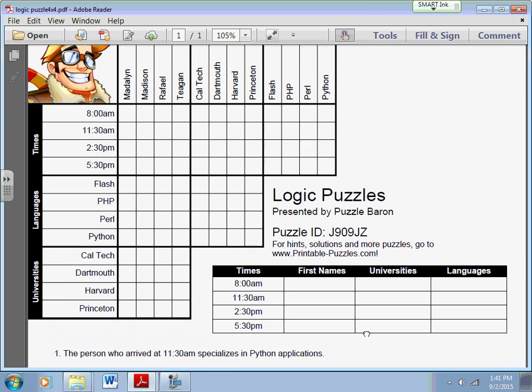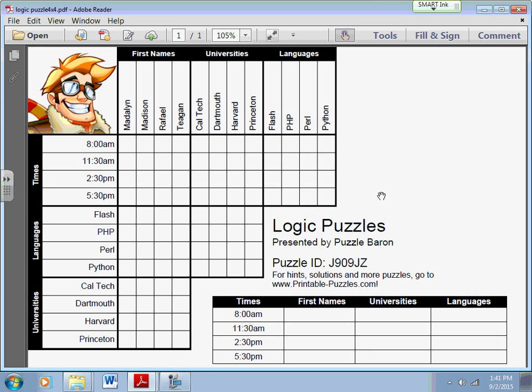All right, so now, let's go up to the puzzle. And it says the person, which we don't know who it is, who arrived at 11:30. So now, we are going to make sure we pay attention to 11:30, okay? That person specializes in Python applications. So I want you to find 11:30 either down or across and match it with Python applications and put a circle there. Don't put an X there. Put a circle there.